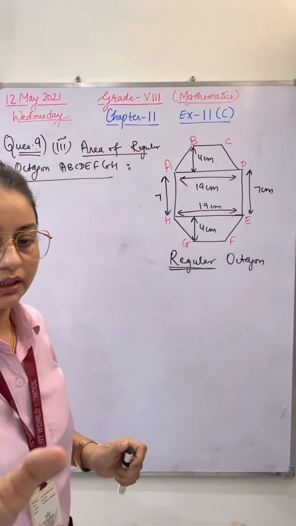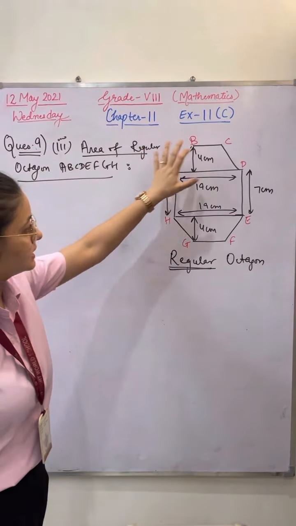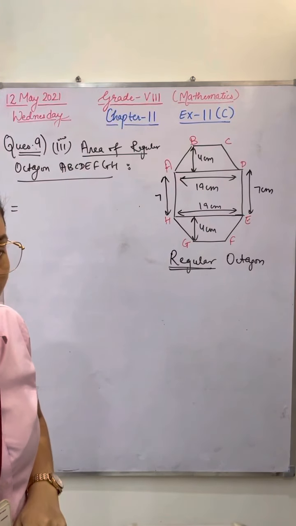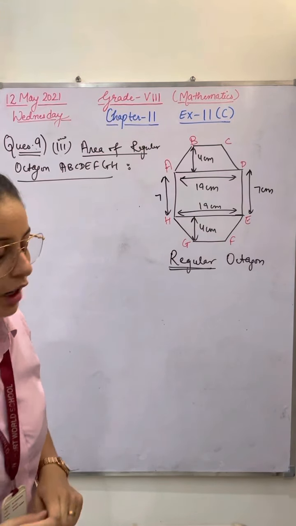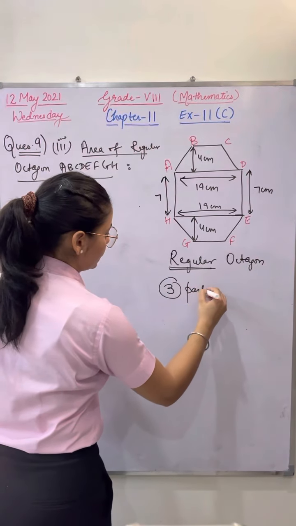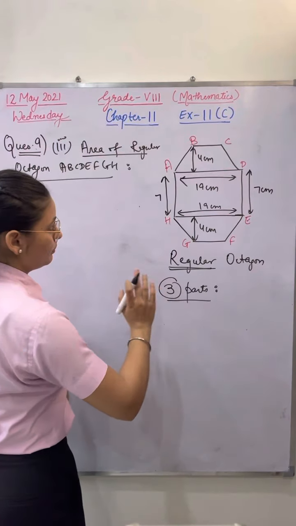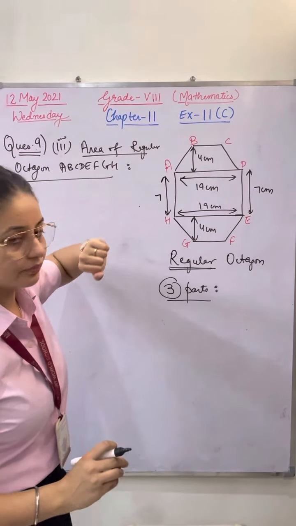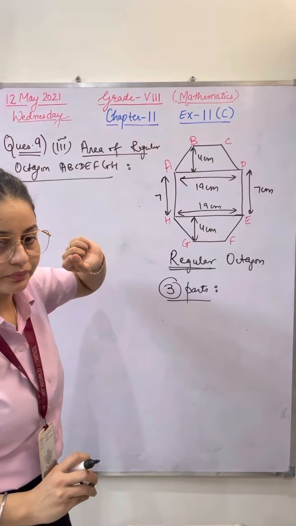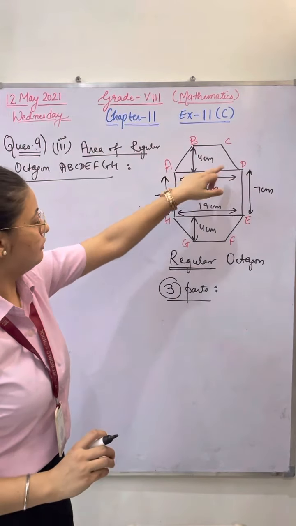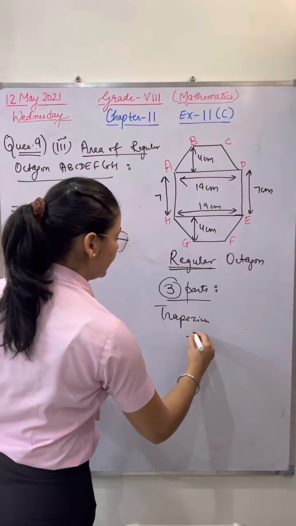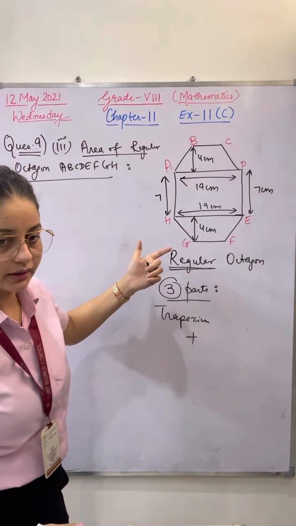Good morning. Krishna, please tell me, this is a regular octagon, okay? I can split this shape in how many parts? 3, ma'am. 3 parts. Very good. Can you tell me, what will be the first shape? Trapezium. Give the name of that trapezium. A, B, C, D. Very good. One is this trapezium. Second shape is what? Square.